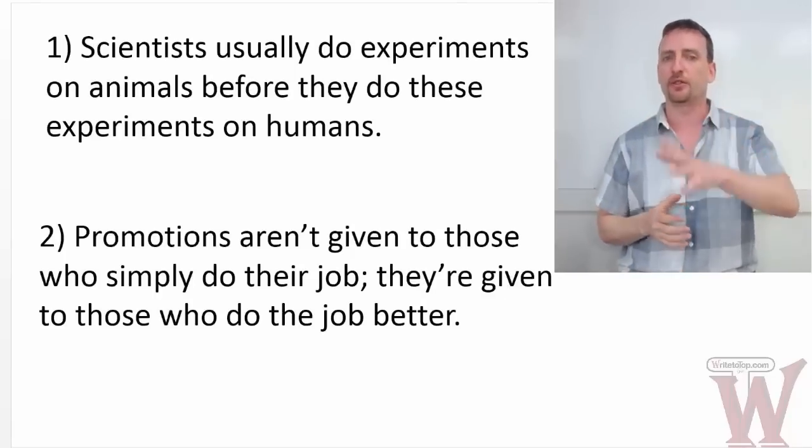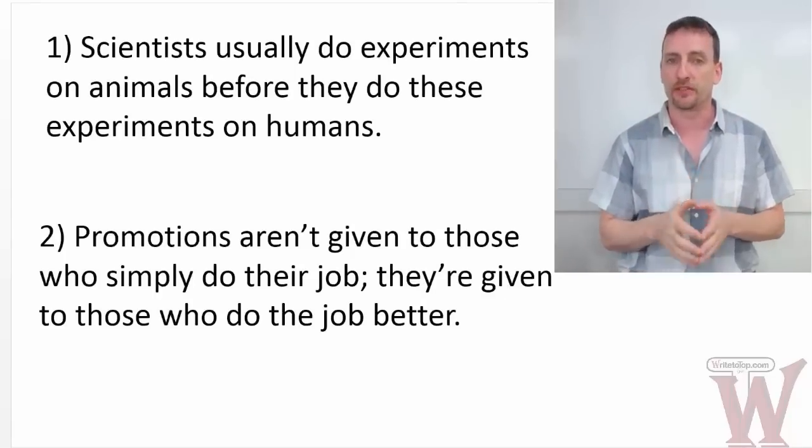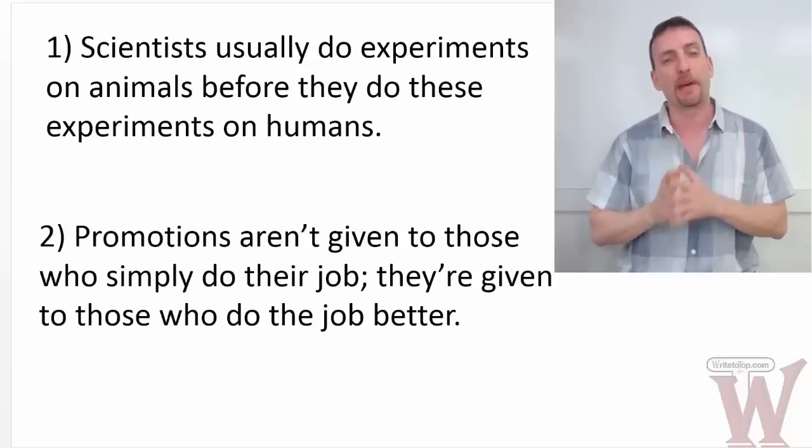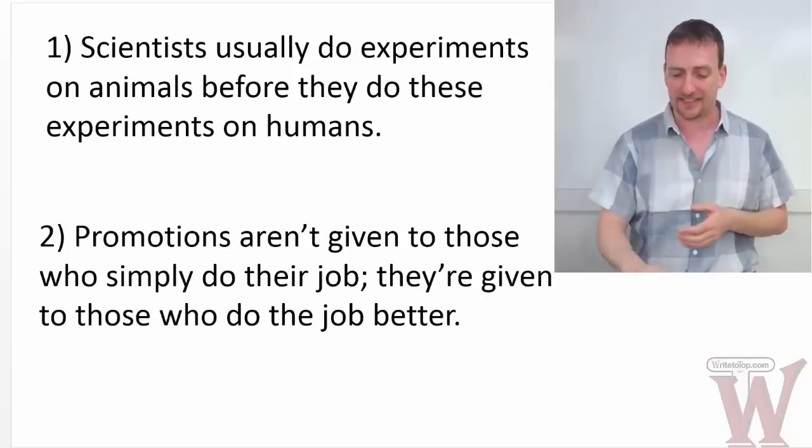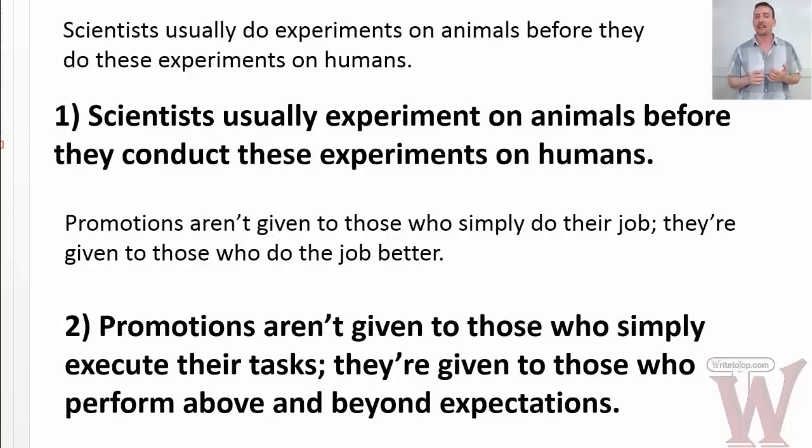Okay, so let's go back to our original sentences. You remember these? Scientists usually do on animals before they do these experiments on humans. Let me show you a much better sentence that says the exact same thing. Scientists usually experiment on animals before they conduct these experiments on humans. So now, what did I do? First of all, you notice no do at all. I don't use the verb do at all. I took experiment once as a verb and I used it the second time as a noun. So even though I'm using the same word, I'm using it in different forms, in different functions. One's a verb, one's a noun.